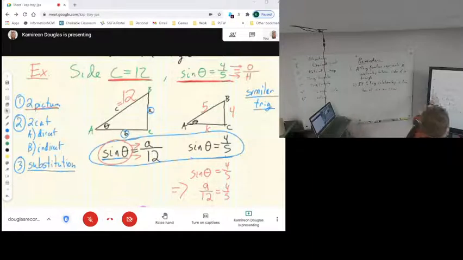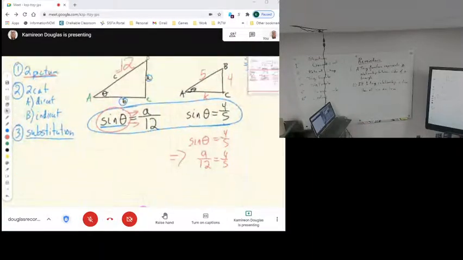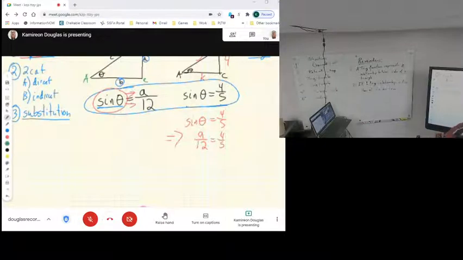So I take this missing side, which now contains the single variable a, and I solve for it by using cross multiplication. So I take a times 5, getting 5a. I take 12 times 4, giving me 48. And then divide both sides by 5, trying to get a by itself. I end up with a equals 48 over 5, or 9.6.